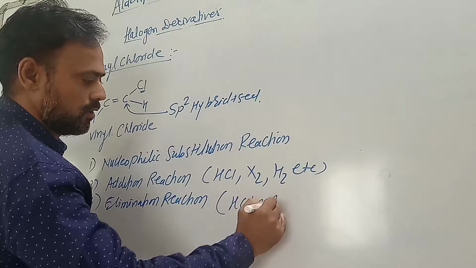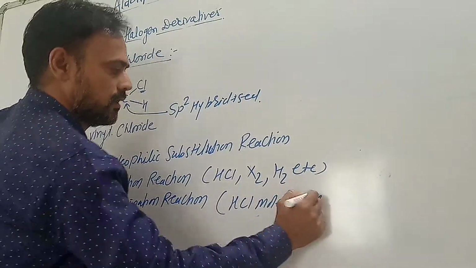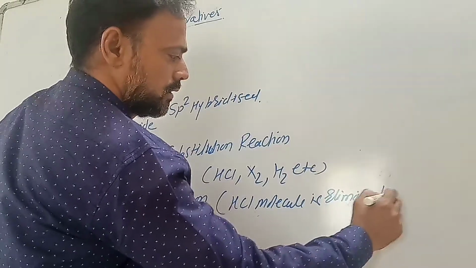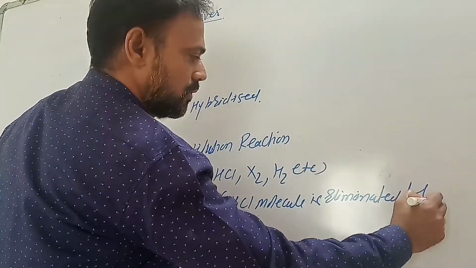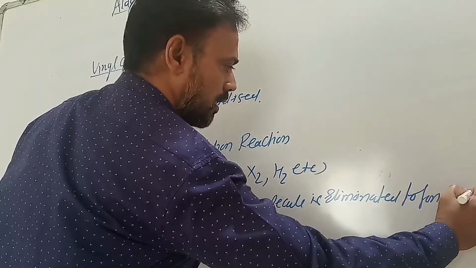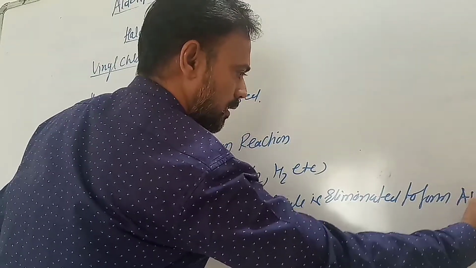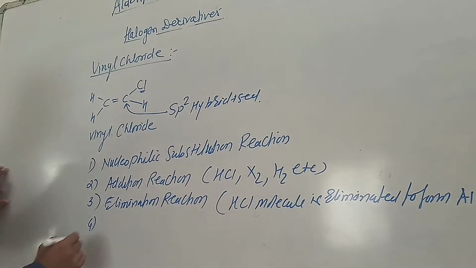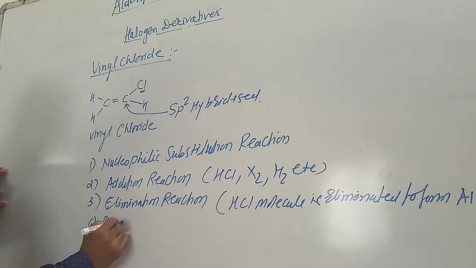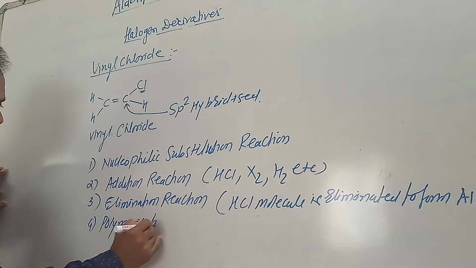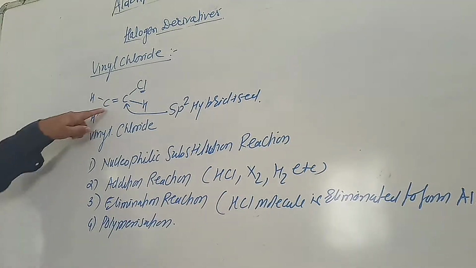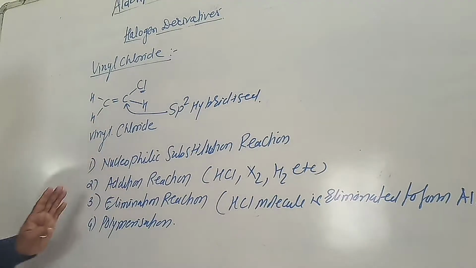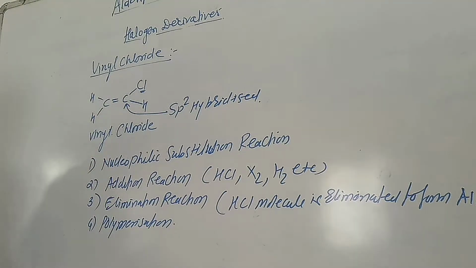The HCl molecule is eliminated to form alkyne. Fourth, polymerization. Due to the presence of a carbon-carbon double bond, polymerization may take place in vinyl chloride.